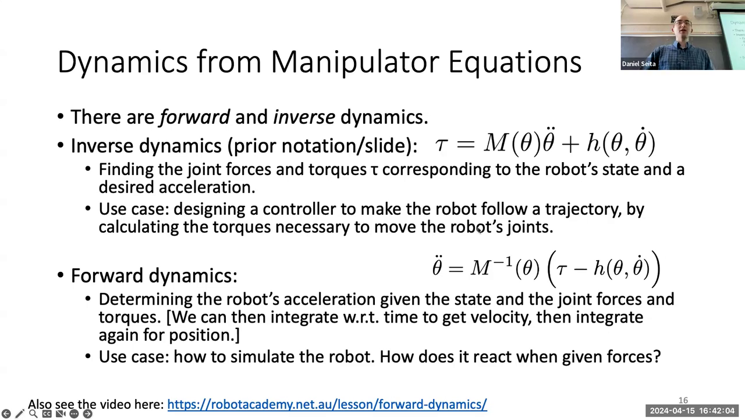And the use case is you design a controller to make the robot follow some kind of trajectory, so you calculate the torque necessary to move the robot joint. I think the subtle distinction with inverse kinematics is that there you find the joint angle that results in some end effector position. Here you find the torque necessary to move the robot joint along some trajectory. So it's finding the torque versus finding the joint. It's very closely related, but that's the subtle difference between the two.